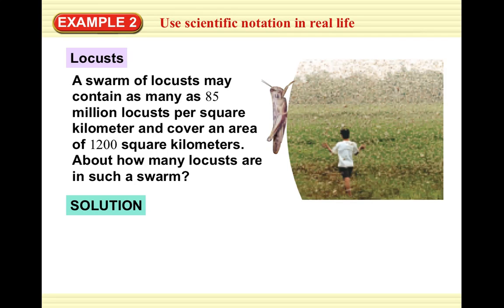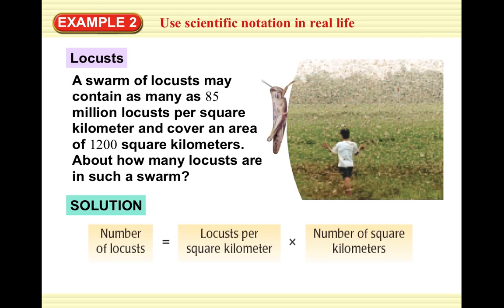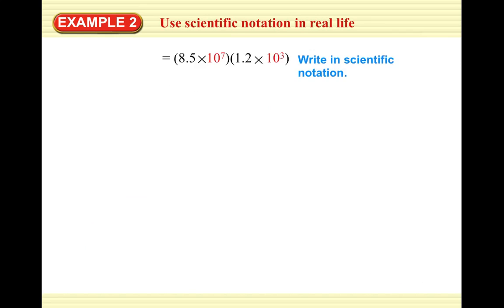So the solution, of course, is we can take these numbers and multiply them together. So the locusts per square kilometer times the number of square kilometers will give us the total number of locusts. So substitute our values in. We have 85 million per 1 square kilometer times 1,200 square kilometers. Now, writing it in scientific notation, we can replace the 85 million with 8.5 times 10 to the 7th power, and the 1,200 with 1.2 times 10 to the 3rd power.